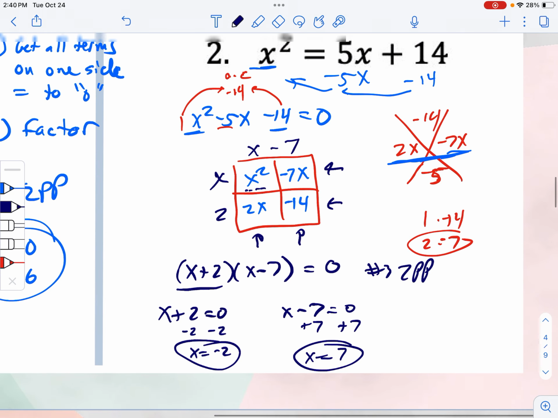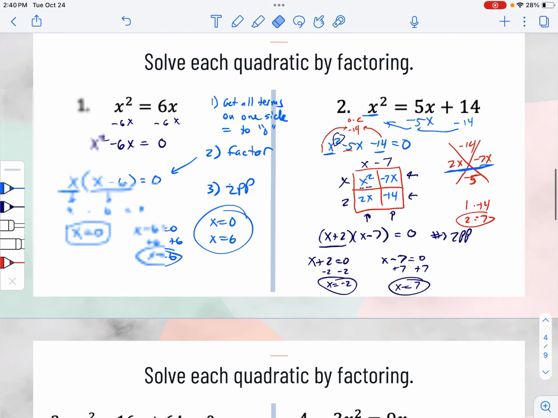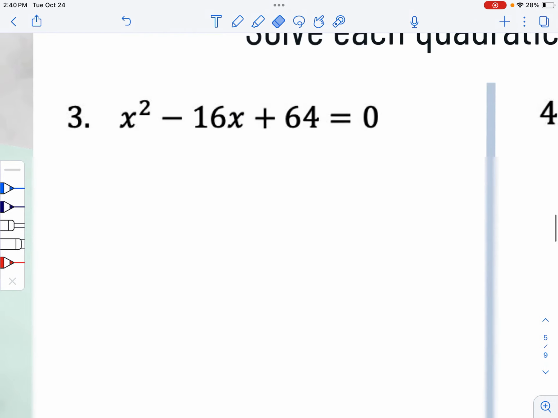And it should have 2 because it's an x squared term. That's my highest power. If I had an x cubed and whatever equals, I'd have 3 solutions, just so we kind of know, okay? Okay, let's do another one here.